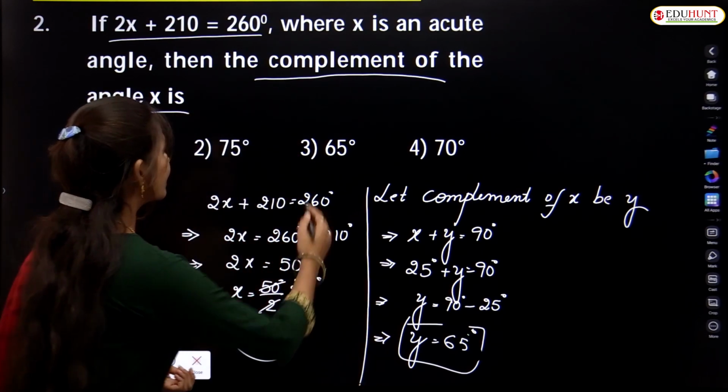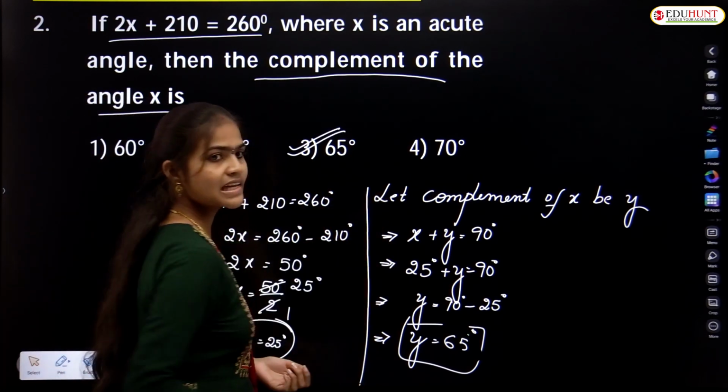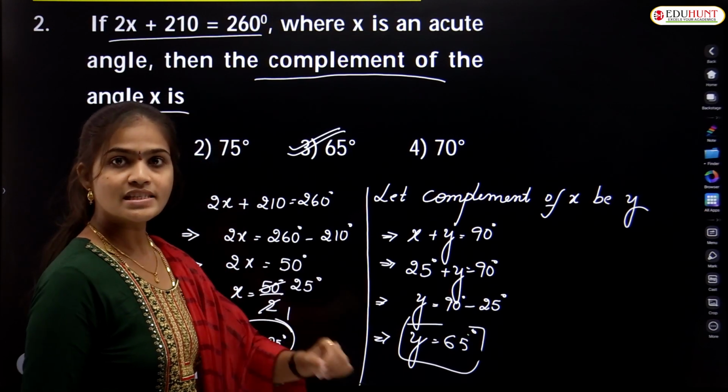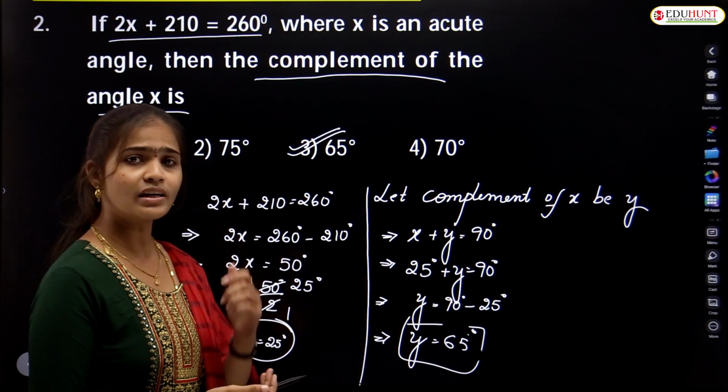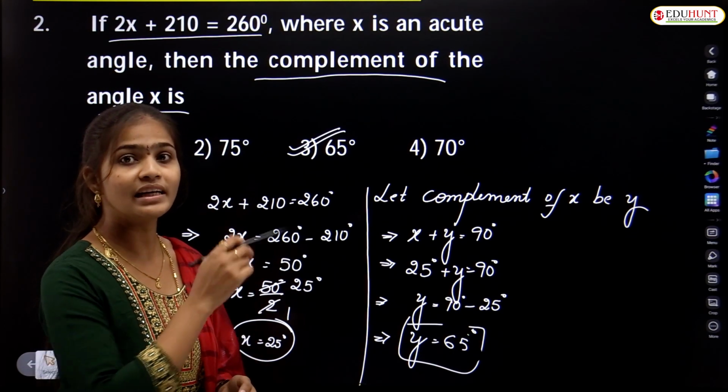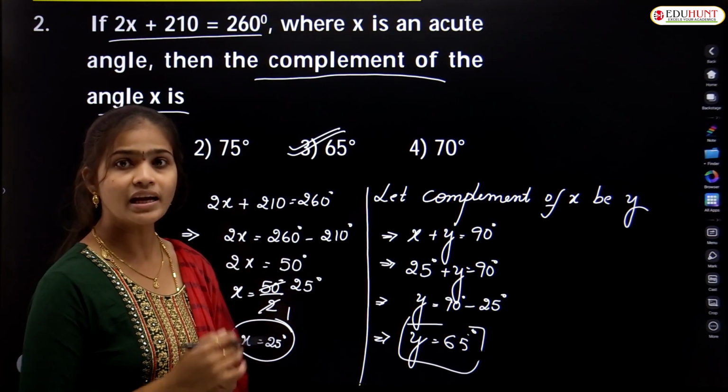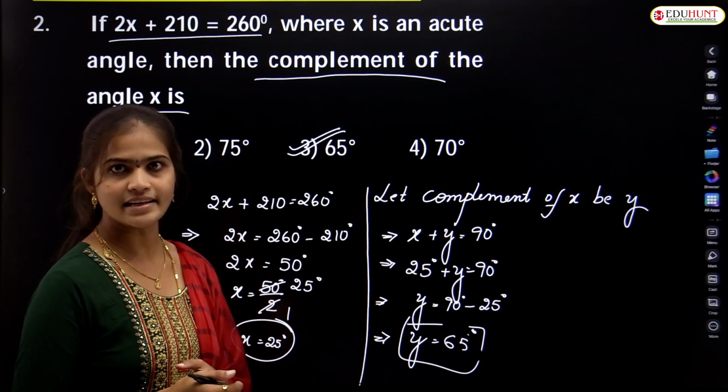Okay, so which one is the correct option? Option 3 is the correct one. So first, whichever equation they have given, we have to observe that. After that, what they are asking in the question, we have to read that question properly once. Only after that we have to go for the answer.